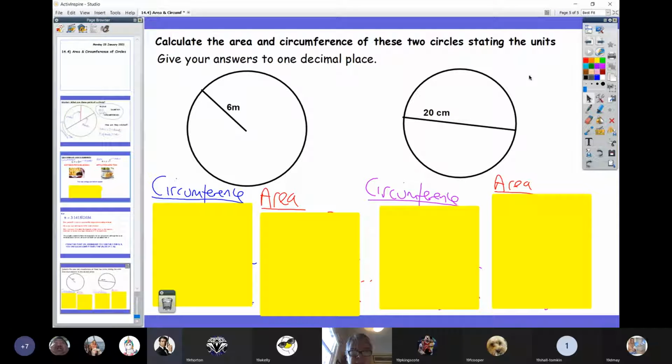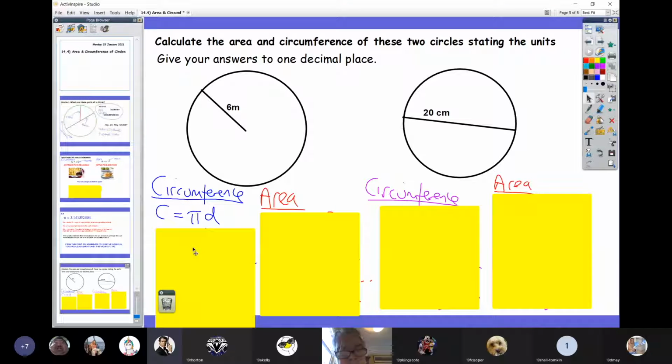So for the circle on the left, we've got to work out the circumference and the area. As you can see, on this occasion they've given us the radius. The radius is 6. Say we had to work out the circumference, start off by writing down the circumference formula. C equals pi times D. Circumference equals pi times diameter.